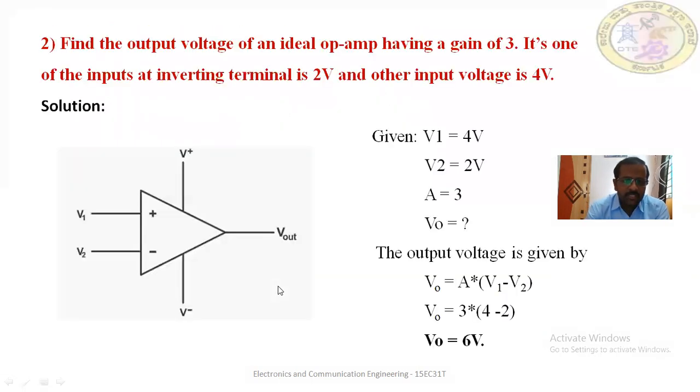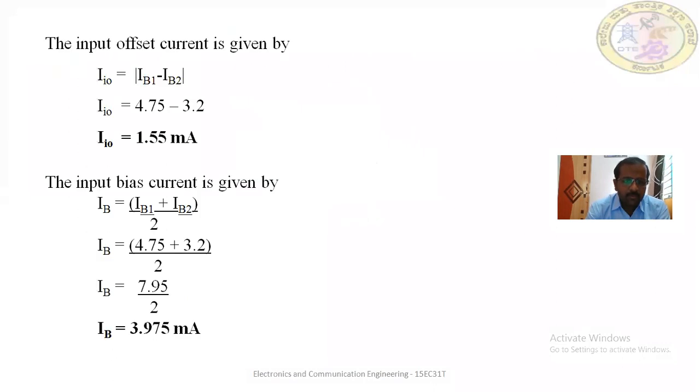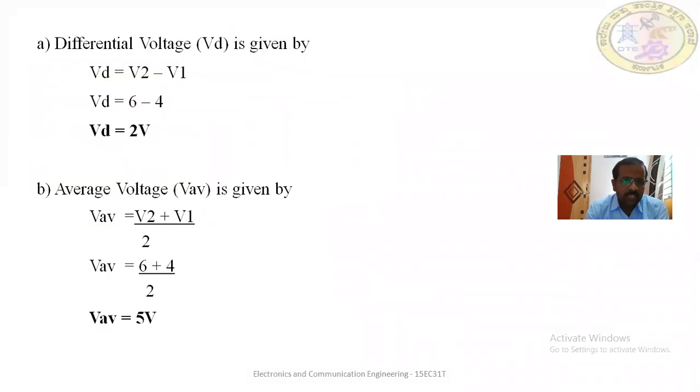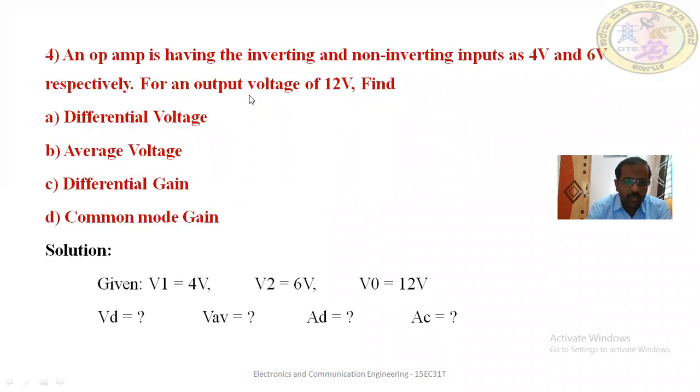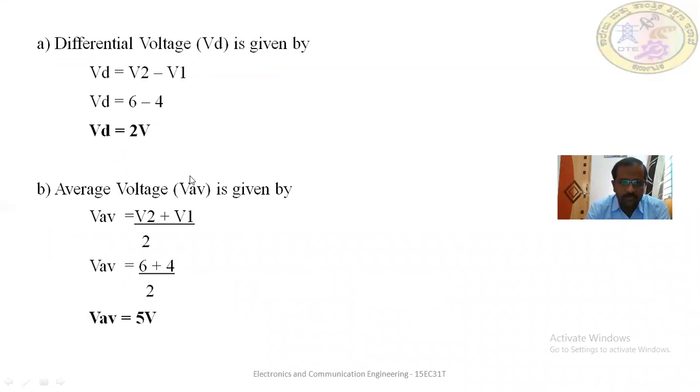In this question, if I make use of all these four formulas, initially I am going to calculate the differential voltage, VD is equal to V2 minus V1. What is the value of V2 and V1? V2 is equal to 6 volts, and V1 is equal to 4 volts. I am going to place these values in the above equation. So V2 minus V1 is equal to 6 minus 4, which is equal to 2 volts here.